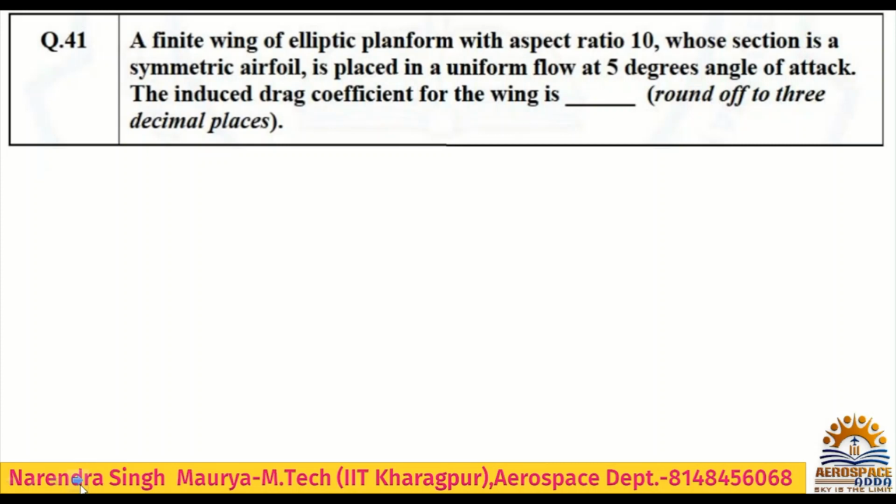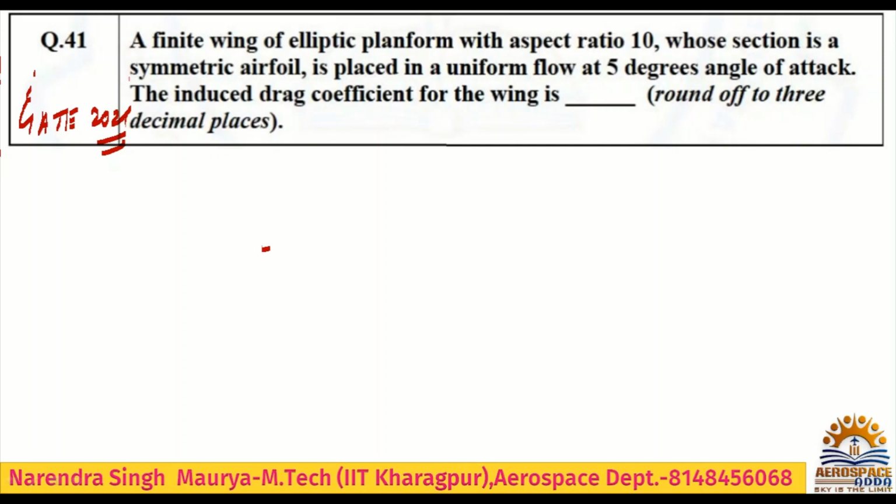This is problem number 41. Again, this is GATE 2021. Read this problem. A finite wing of elliptical plan form with aspect ratio 10, whose section is a symmetric airfoil, is placed in a uniform flow at 5-degree angle of attack. The induced drag coefficient for the wing, rounded up to 3 decimal places, is asked.